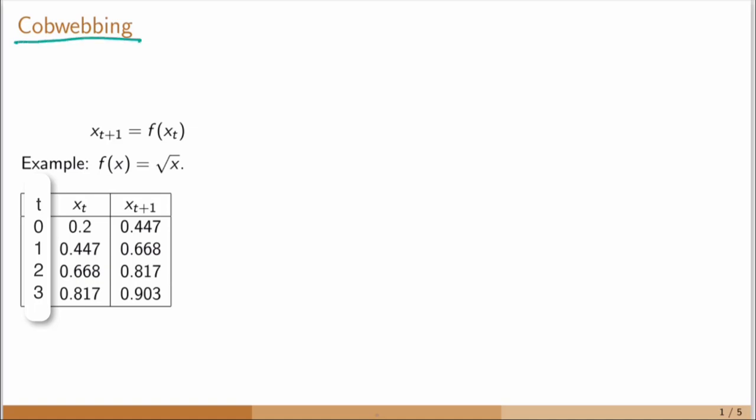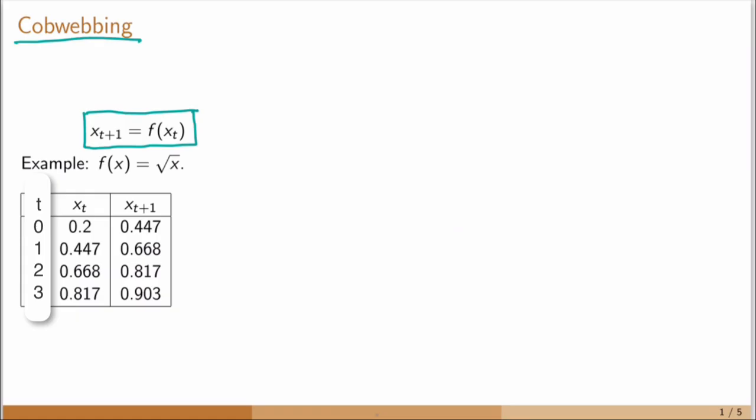Cobwebbing is one of the coolest inventions in the calculus stream I've ever seen. It is actually so cool that I wish I would have invented it myself, but unfortunately I didn't. So cobwebbing allows us to study difference equations, something like this, without doing any math. It is a completely graphical method, and it really allows us to completely understand the dynamics of such a difference equation.